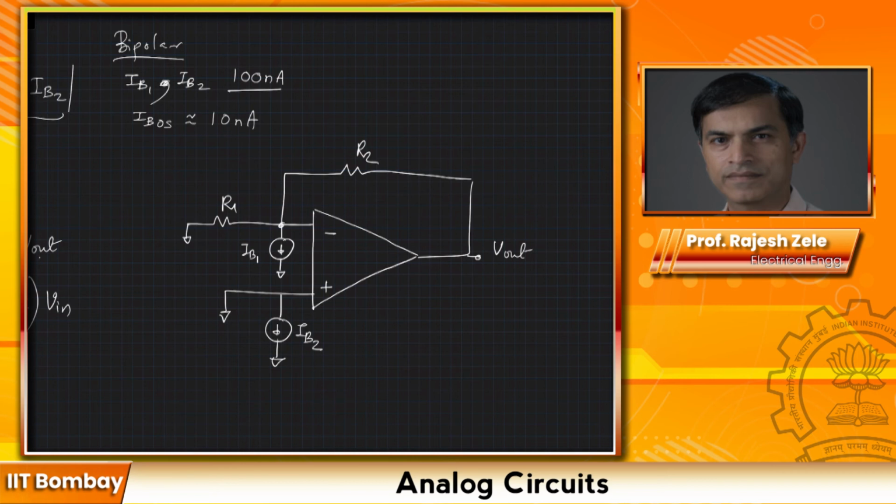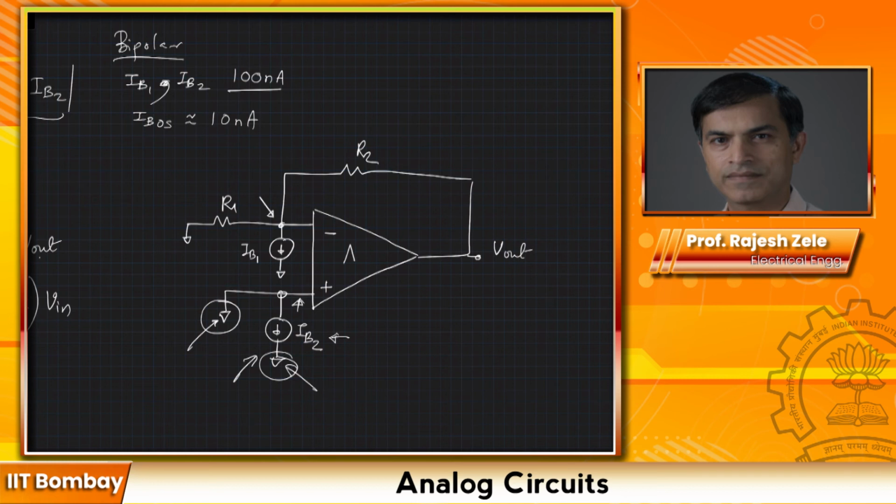Okay. Now if you look at IB2, it's flowing between one analog ground to another analog ground. So IB2 really doesn't have any impact on the output. Convince yourself, IB2 is just a current flowing between one analog ground to another analog ground, and it doesn't develop any voltage at the positive terminal. If we look at IB1, again, what is the voltage at this point, at the negative terminal of the op-amp?